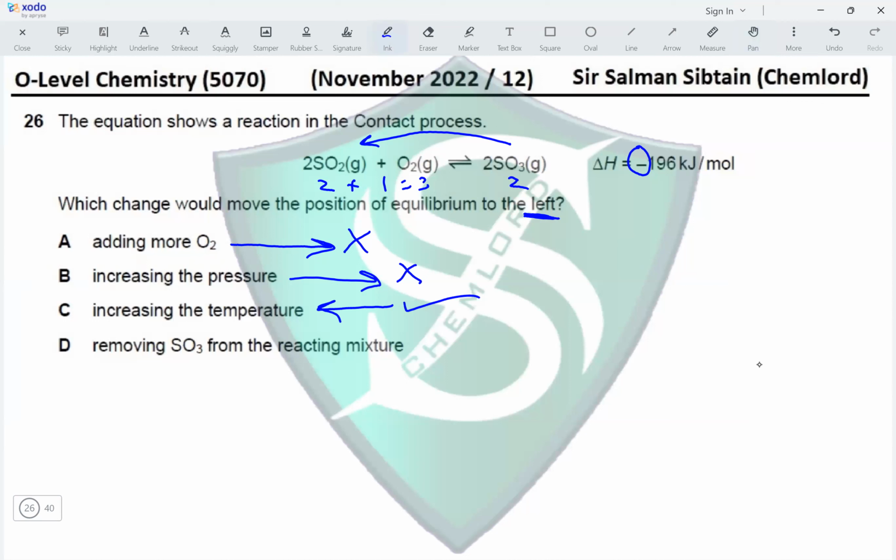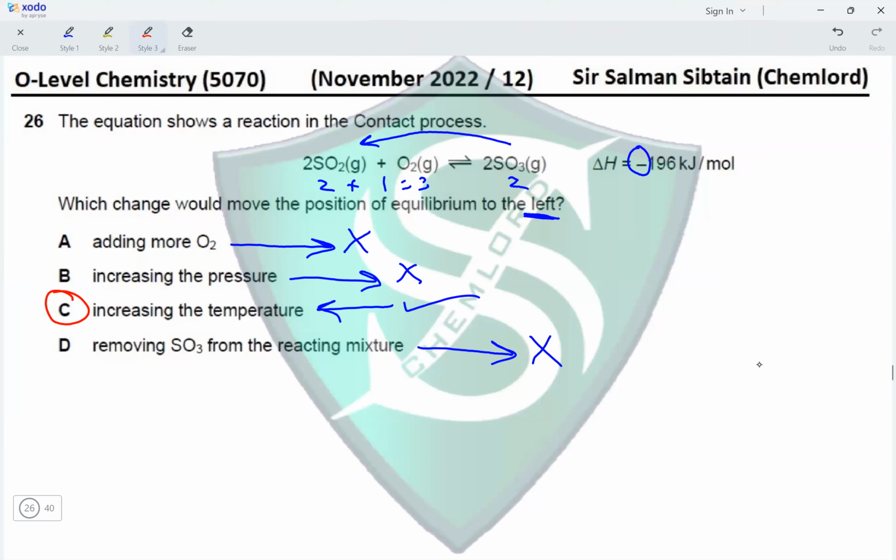Option D, removing SO3 from the reacting mixture. If we decrease the concentration of the products, the reaction would proceed to increase the concentration of the product. That means this would cause the reaction to move forward, making this the incorrect option. Hence, option C is the correct option for this question.